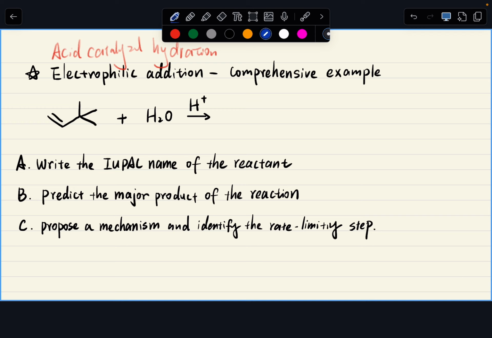First things first, what's the IUPAC name of the reactant? Well, in the IUPAC nomenclature, remember we want to put our alkene as early as possible. So we have 1, 2, 3, 4. So the name of my reactant will be 3,3-dimethyl-1-butene.